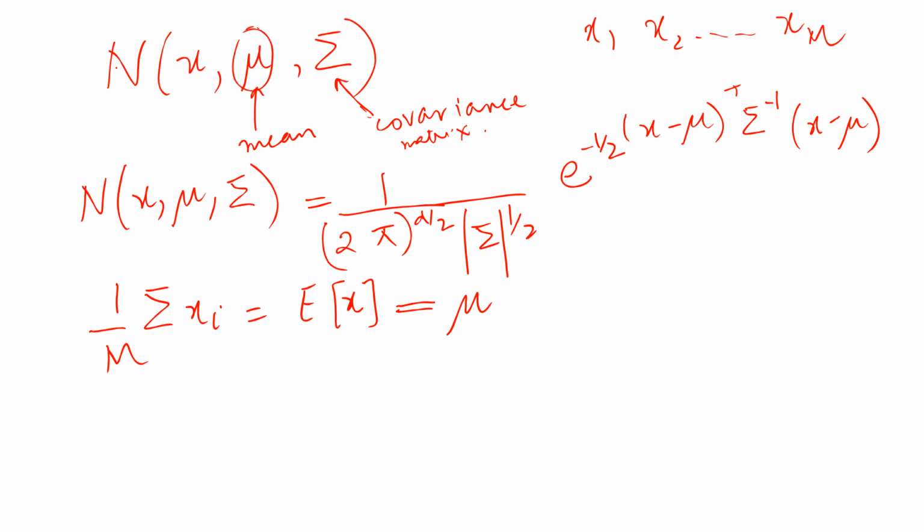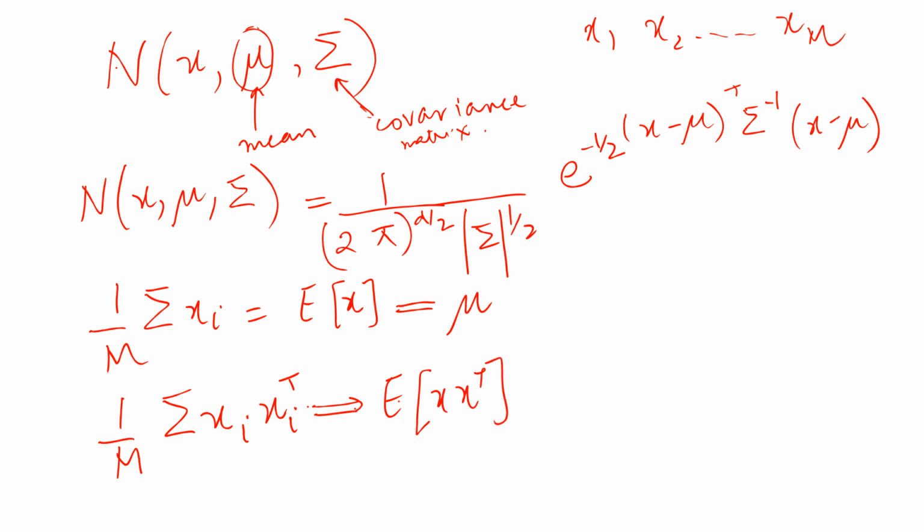And then the other property of the Gaussian density is that if I take the outer product, meaning xi times xi transpose, and average it, this converges to the expected value of x x transpose. And this converges to something that's mu mu transpose plus the covariance matrix. So these are some of the properties that are nice, and they make our analysis easier, and that's why I've listed them here. All right.